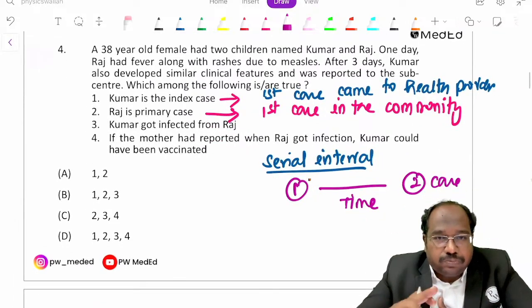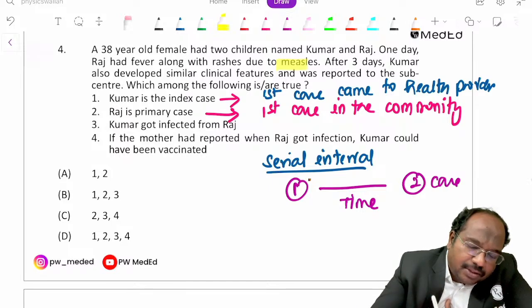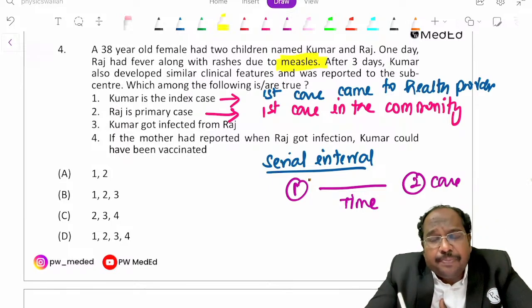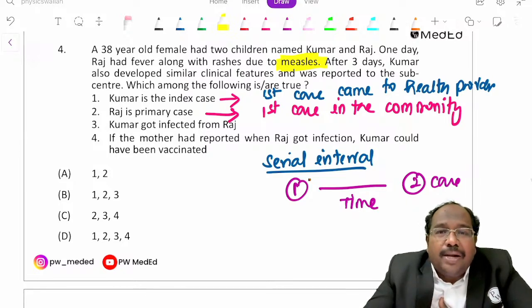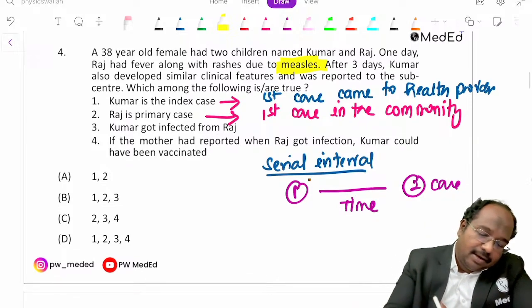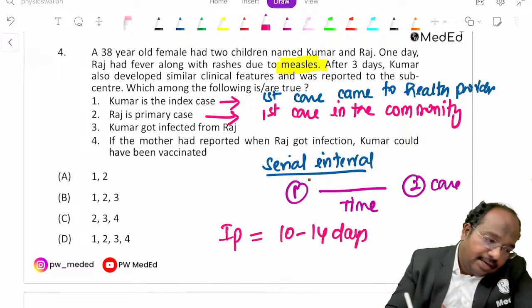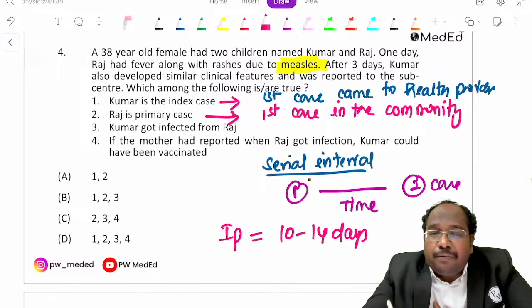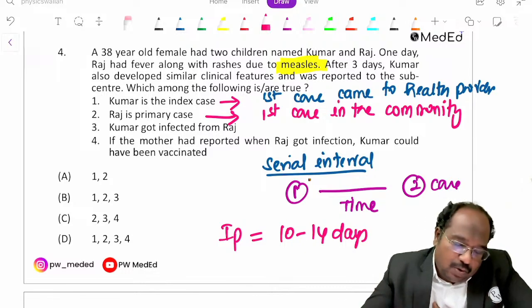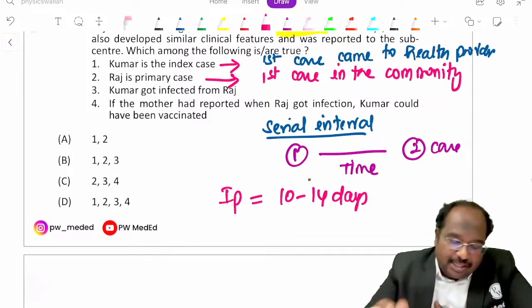Now, what else do we have to know? The question is related with measles. Now, can you tell me, in measles, what is the incubation period? The incubation period for measles is 10 to 14 days, right? 10 days for fever, 14 days for rash.